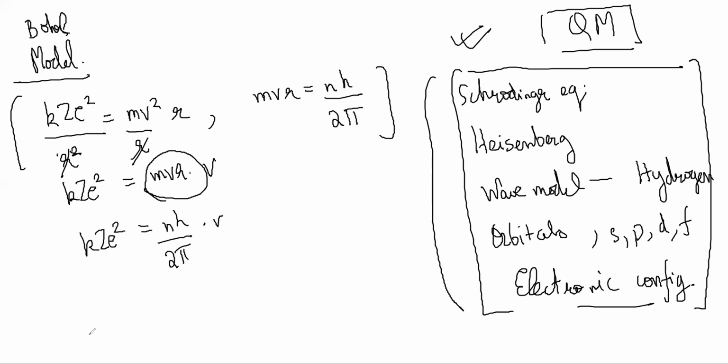So now you have quickly gotten a formula for v, right? 2 pi k e square by nh into z by n. Yeah, this is the formula that you're getting. Notice that v is dependent on z by n. And notice that all of this inside is a constant, right?